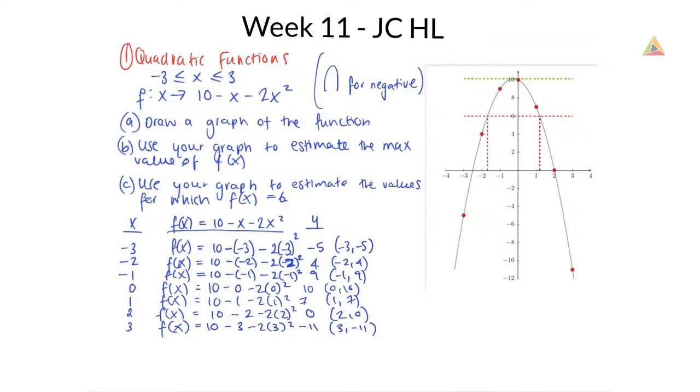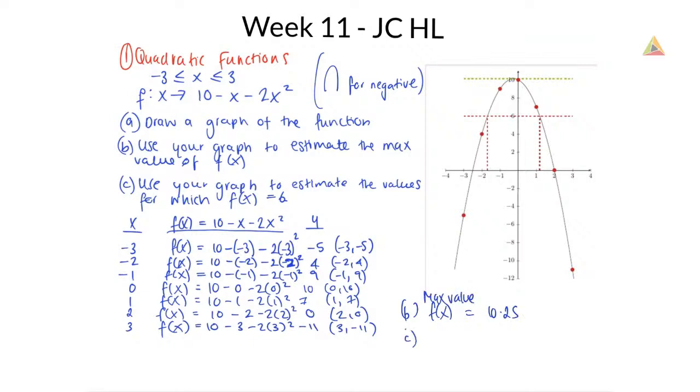Now, use your graph to estimate the maximum value for the f of x. The maximum value is the highest point on the graph, which is here. If you look at the green dashed line there, the highest point is roughly about 10.25, but usually a range is given. So between 10 and 10.25, you would get your marks there. So that's the answer to part B. So I'm just going to write that down. For part B, the maximum value for the f of x is 10.25. So the max value.